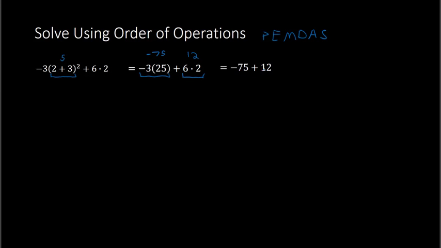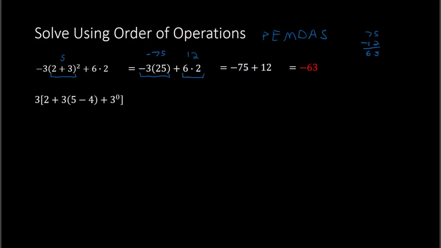So negative 75 plus 12, we have different signs, so I need to subtract 75 minus 12, which is 63, and then keep the sign of the bigger number, so 75 is bigger and is negative, so my solution is a negative 63.